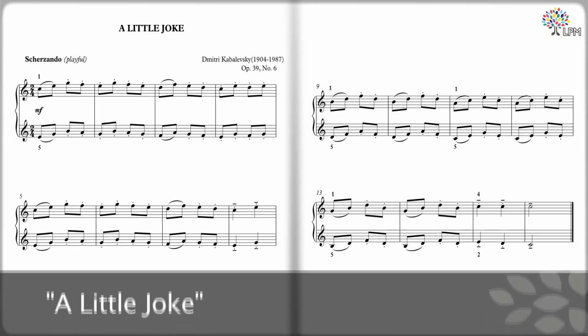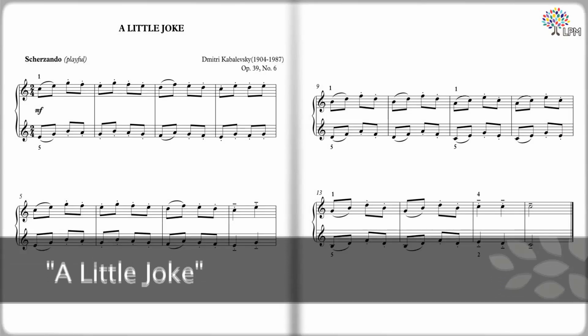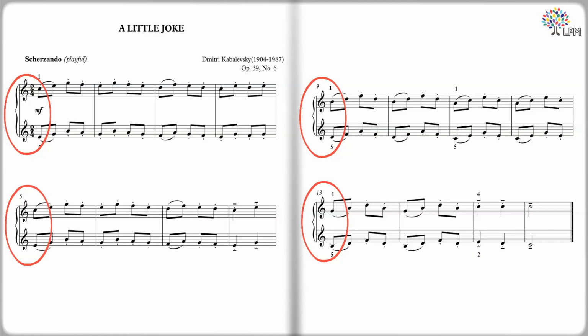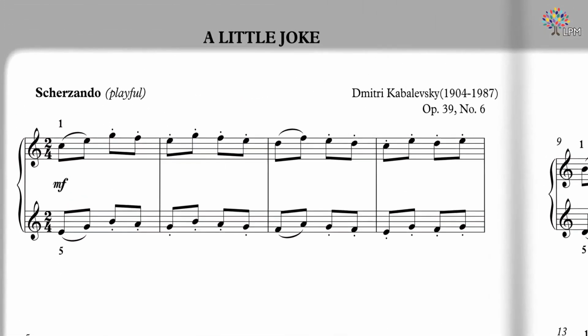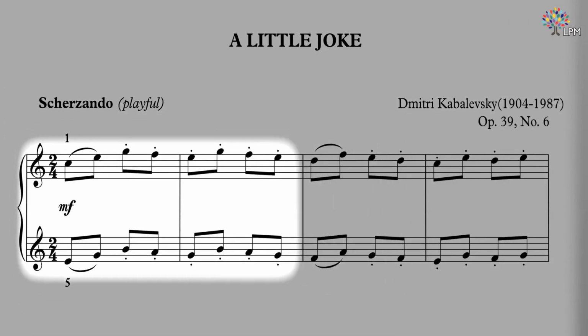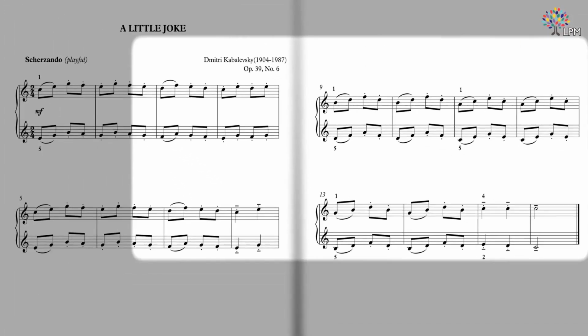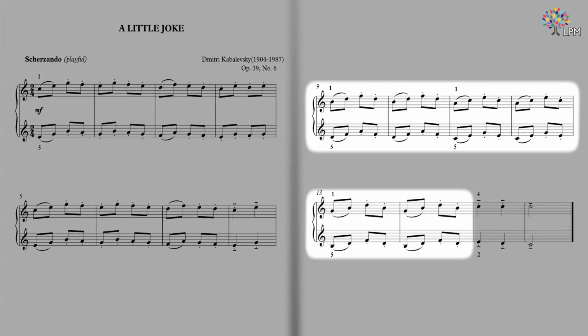This is Kabalevsky's A Little Joke. Just a few observations to start. Both hands are in treble clefs. There is a repetition of rhythmic pattern every two measures. In measures 9 through 14, only the pattern from measure 1 is repeated.